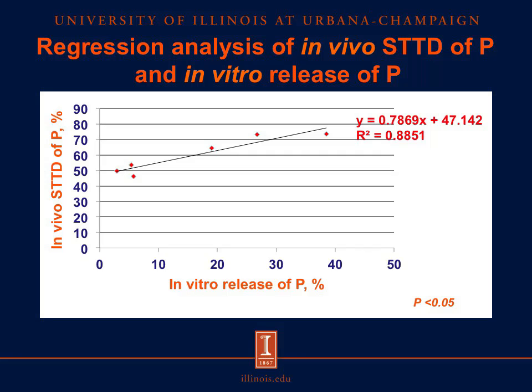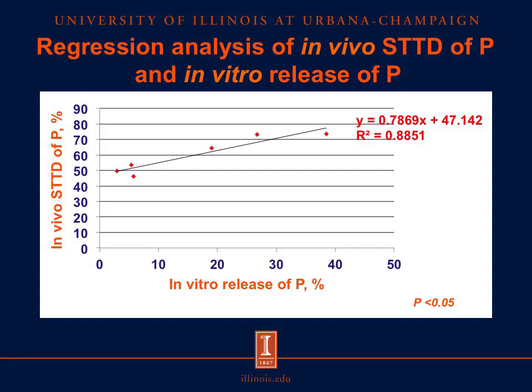Regression analysis was conducted to predict in vivo STTD of P given an in vitro phosphorus release value. The regression equation, which is y = 0.7869x + 47.142, represents the mean change in the in vivo STTD of P for 1 unit of change in the in vitro phosphorus release while holding other predictors in the linear regression model constant.